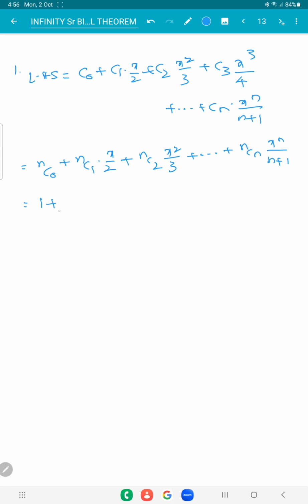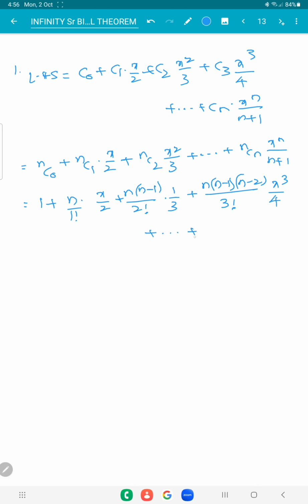NC0 we can write that one as 1. NC1 is n, right? x by 2. What is NC2? n into n minus 1 by 2 factorial into 1 by 3. Here nothing is there, we can write that one as 1 factorial. Plus next, can you guess the next one? NC3 x cubed by 4, right? So NC3 means n into n minus 1 into n minus 2 by 3 factorial into x cubed by 4 plus and so on. Last one is x power n by n plus 1.